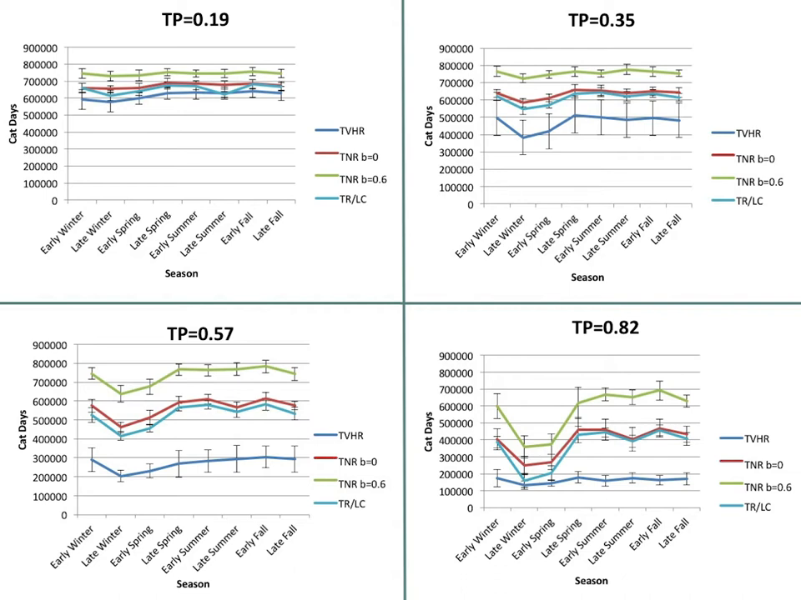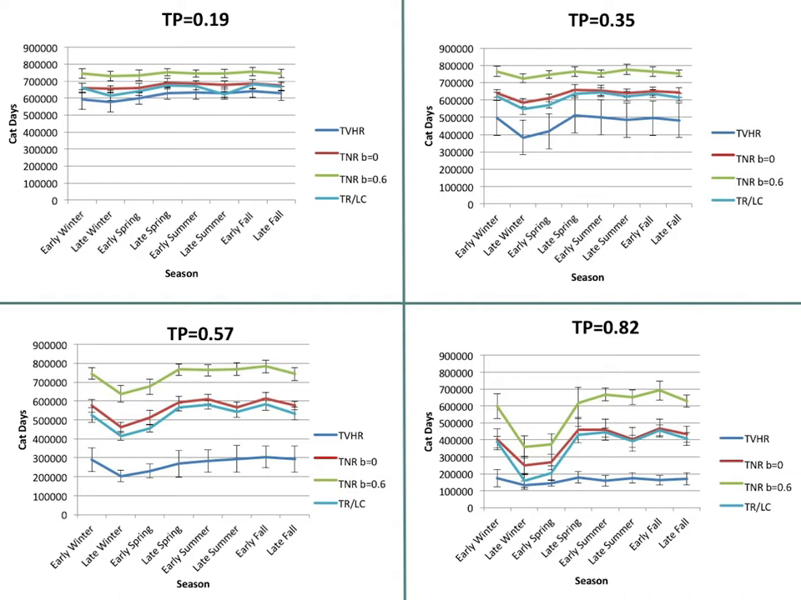And, of course, what this particular study is about is when during the year we would like to do these interventions. So it's important that we notice that we get this dip in cat days in the late winter and the early spring. So for every trap probability, you see this big dip. And so that results in the lowest number of cat days in the late winter in particular and also in the early spring.